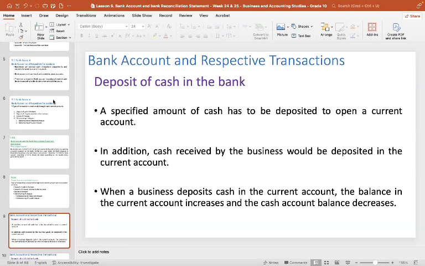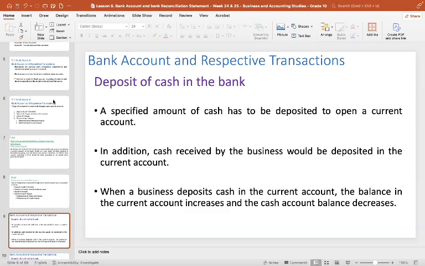Okay, once you are receiving cash, you are depositing into your current account. So deposit of cash in the bank, there are two items mainly. One, the initial deposit when you are opening the current account. Second one is when you are doing the business and receiving money in the normal course of business, you may be depositing the money that you receive into your current account.